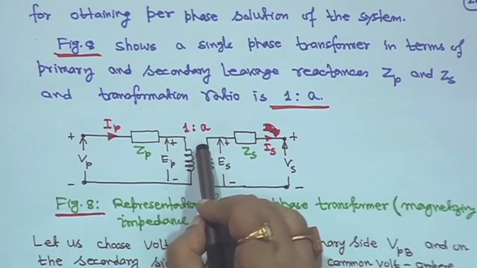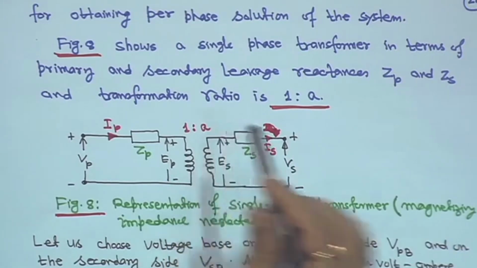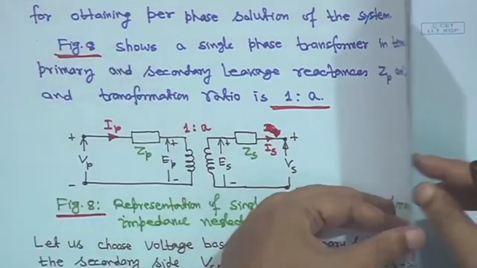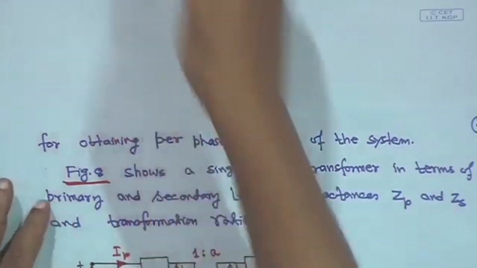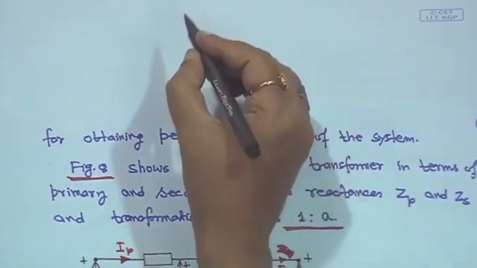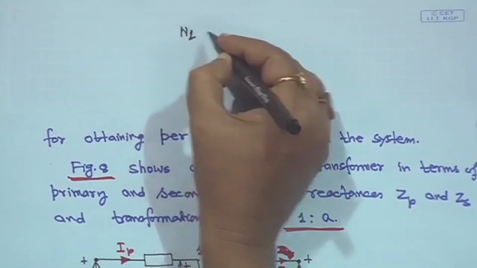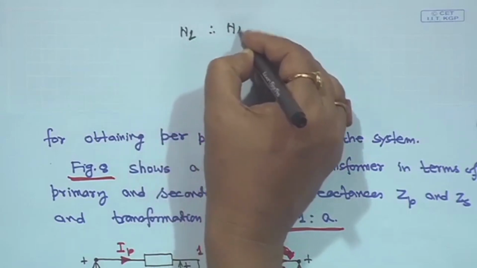And the turns ratio is given as 1:a, right. 1:a means, I will tell you a very simple thing, you know it, right. Suppose the primary side number of turns is N1 and the secondary side number of turns is N2.